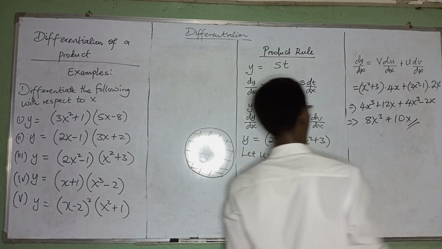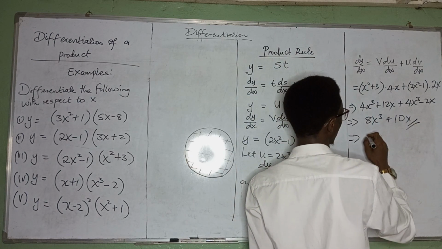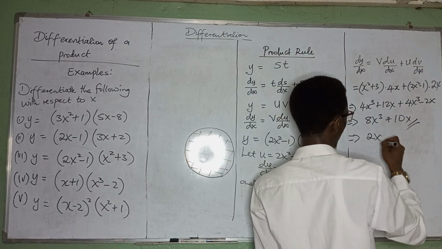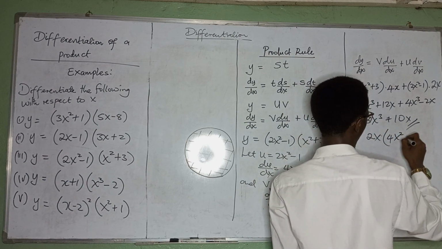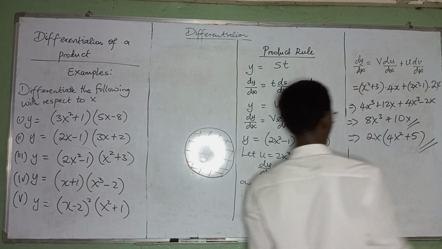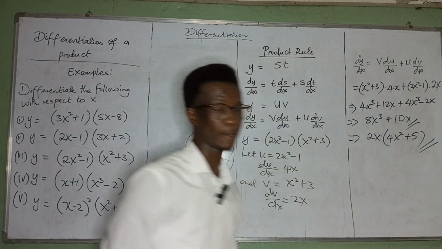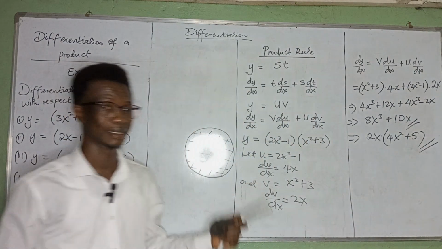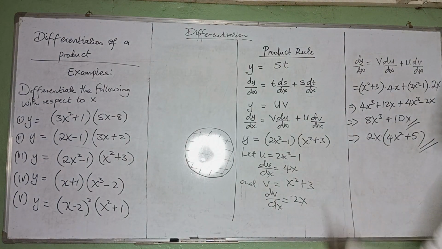Okay, so that's it. You can further say what's common here. 2x is common, so this remains 4x squared, and this becomes 5, which is again the same thing. Okay, so that's the solution to that. So this is the solution to this question.